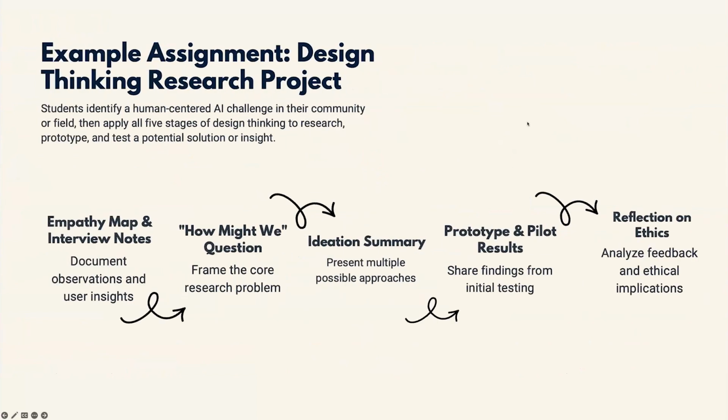So an example assignment might look something like this. We're going to ask students to identify a challenge in their community that AI might be able to solve. So is that the Jackson water crisis? Is that, whatever it is? And then what they can do is apply these 5 stages of design thinking, go out and interview people, take notes, develop research questions, and then ideate some possible solutions. Is there a chatbot that they need to build that provides people with better information about water access?